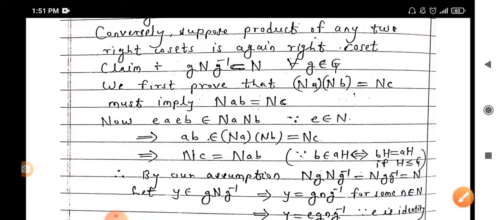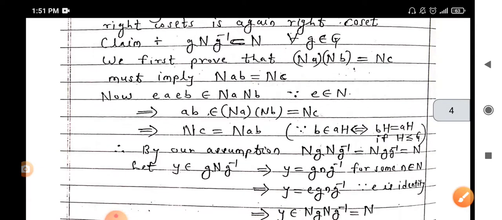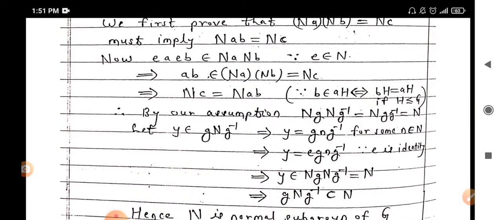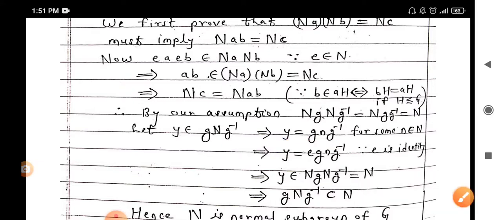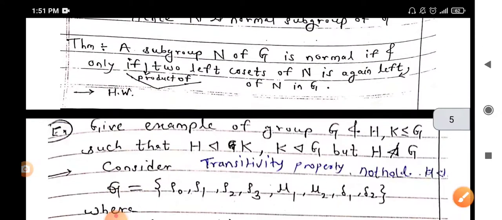Now by our assumption Ng inverse equals N. Now y belongs to gNg inverse, that is y can be written as gng inverse for some n belongs to N. Hence y equals e gng inverse, where e is the identity. Therefore y belongs to Nng inverse, which is N. Hence gNg inverse is contained in N, which proves that N is a normal subgroup of group G.